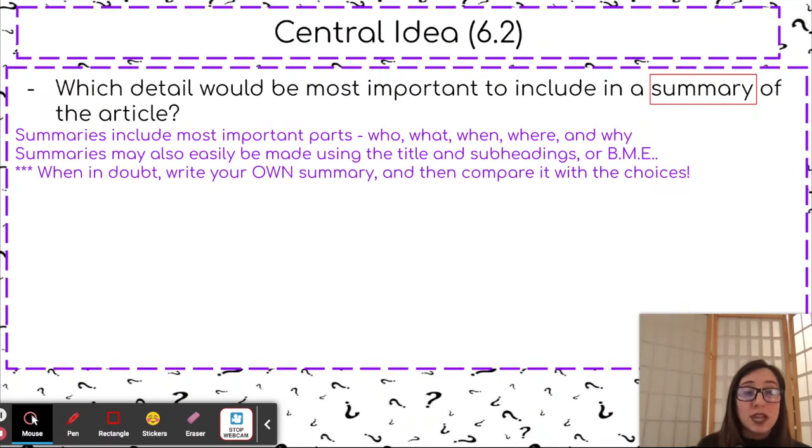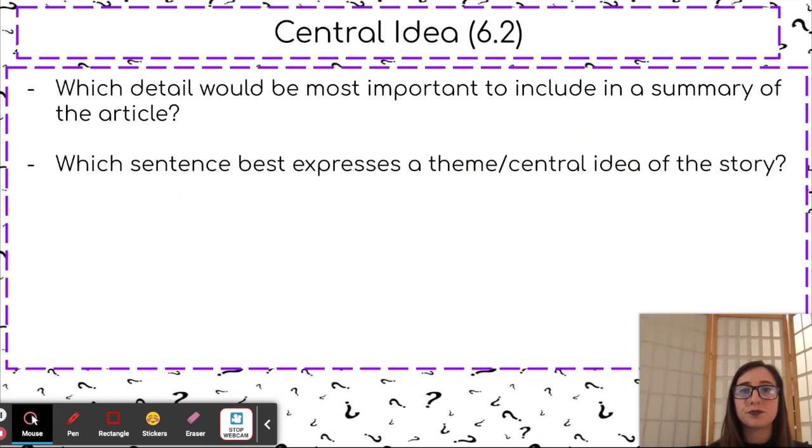So, last thing to say about this type of question is when in doubt, write your own summary and then compare it with the choices. Which one of the choices covers some of the major who, what, when, where, and why ideas from the passage, and which ones are not as important to be included? Those are some tips to handle the summary question.